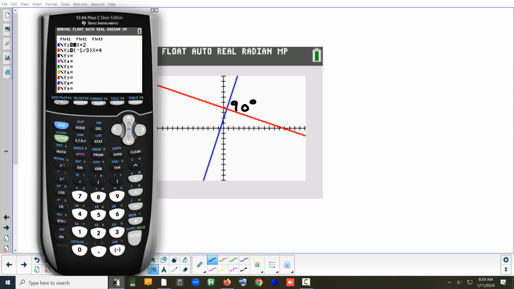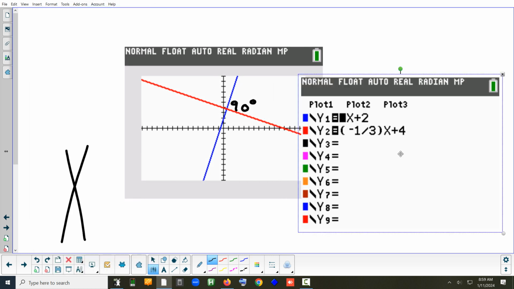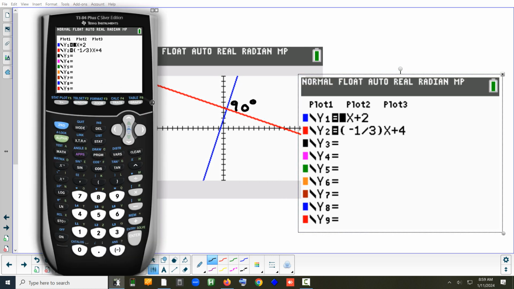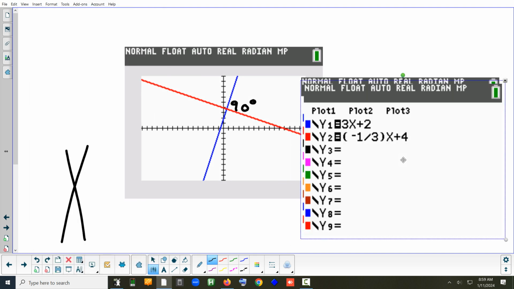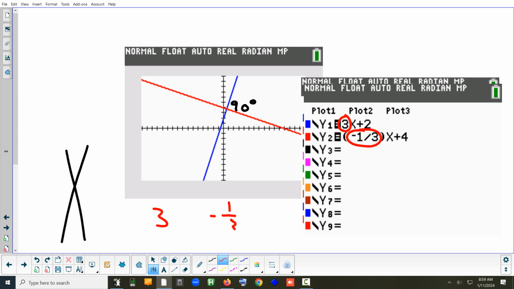So look at the 2 lines I did. Let's see if I can not block the 3. Okay. This was the slope of the first one. It was a 3. The slope of the other one was a negative 1/3. Does anyone see a connection between those 2 numbers? They both have a 3 in them. Let me maybe write it like that.